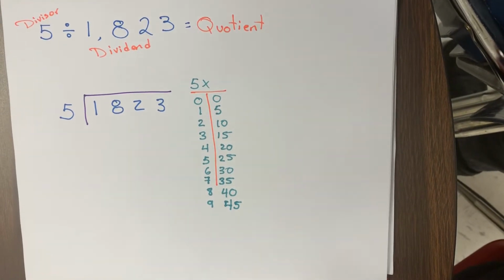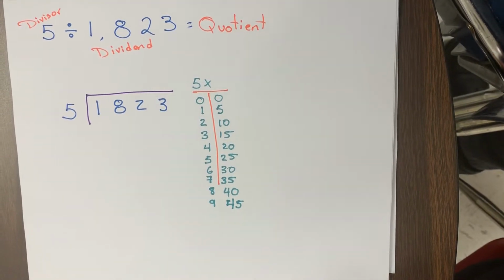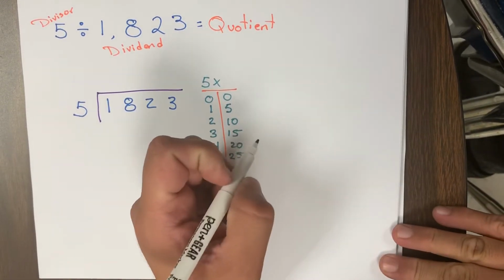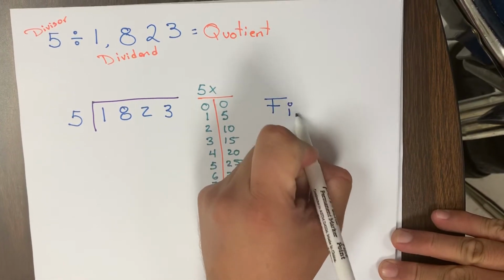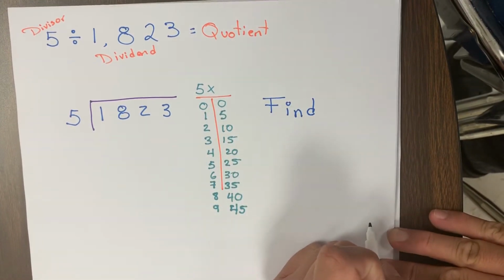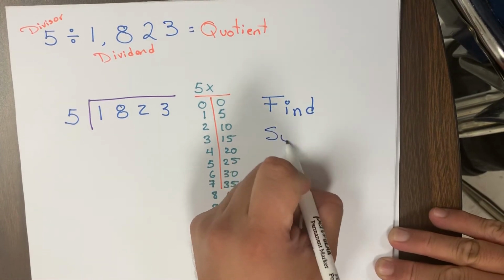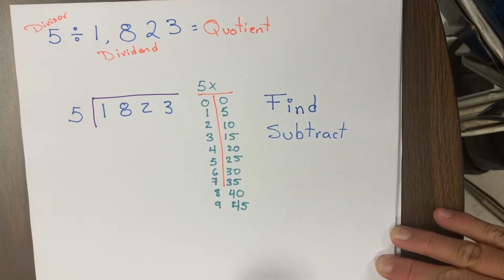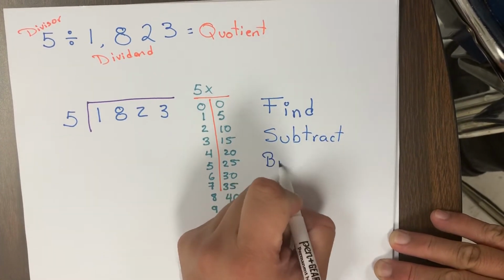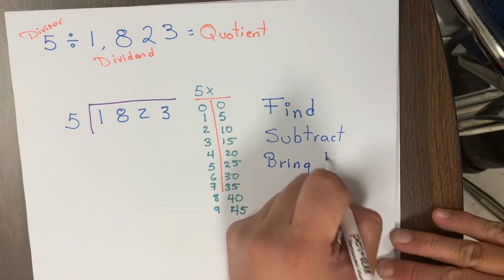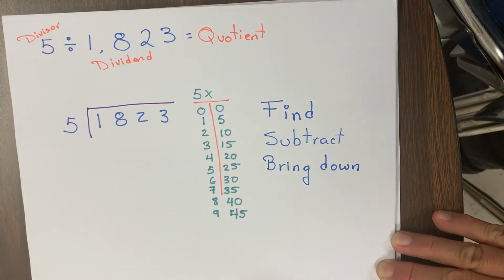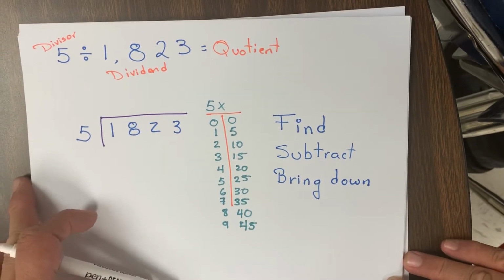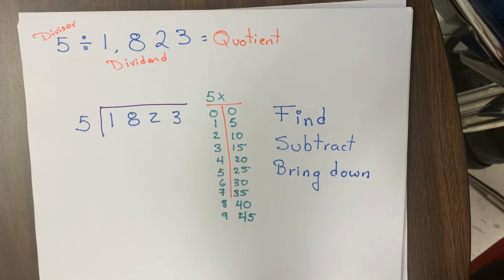Okay, and the algorithm or the recipe that I follow to solve this problem is the following. I always say there are 3 steps, and then you follow those 3 steps and then you repeat them. The first one is you're going to find. The second step is you're going to subtract. And the last step is bring down. When you don't have anything else to bring down, then you're done. So let's start solving this division right here.